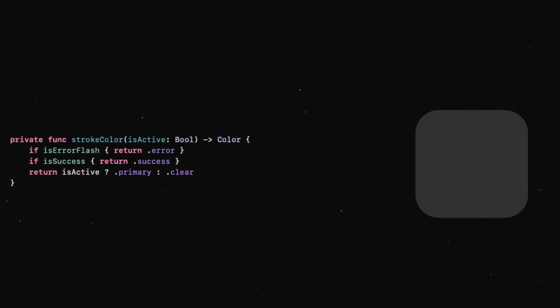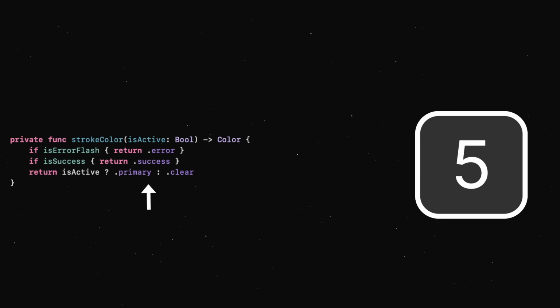First, stroke color. It just decides what color the border around each box should be. If you type the wrong code, it flashes red. If the code is right, it turns green. And while you're typing, it will be primary, else it will be invisible.